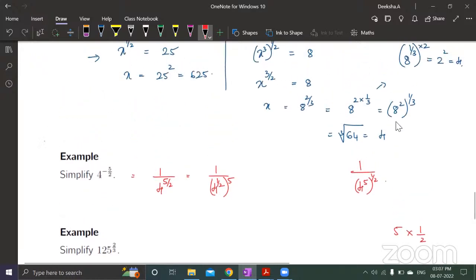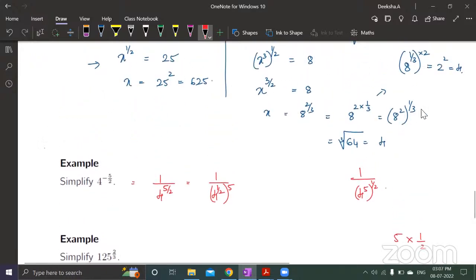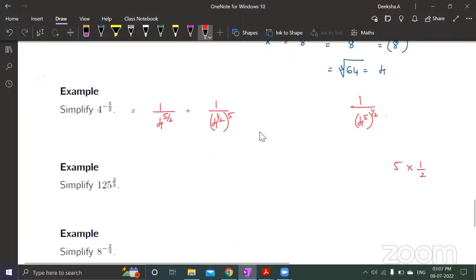Like what we did here. Instead of 8 square and then cube root, first find out the cube root of 8. Cube root of 8 is just 2. Now 2 square or 2 power 4 is easy to find, right? So here, instead of applying power 5 first, we'll apply power half. So 4 power half is nothing but the square root of 4, which is 2. 2 power 5 is 32. 1 by 32 is the answer.